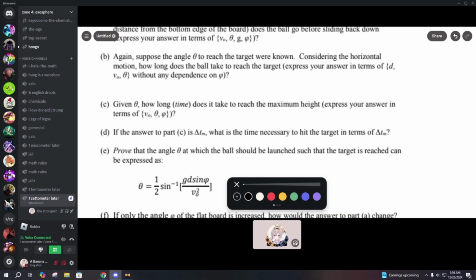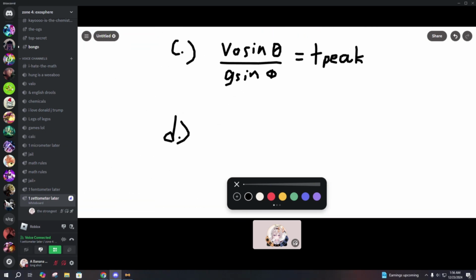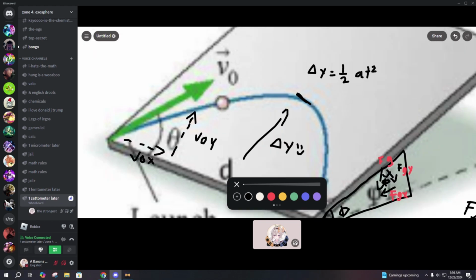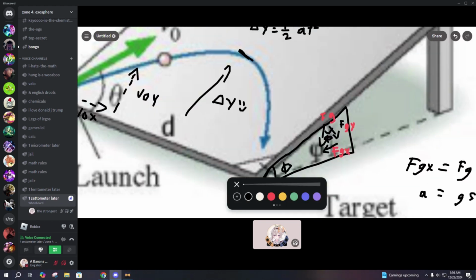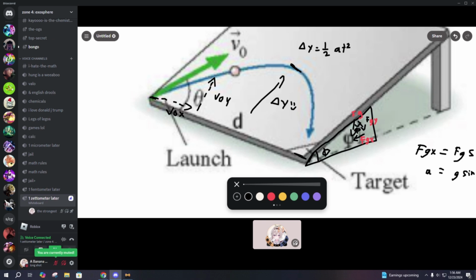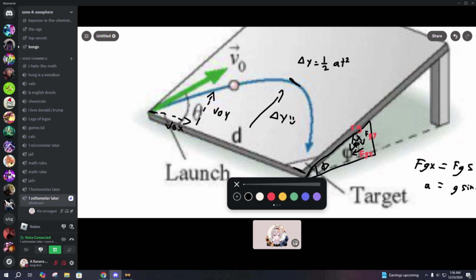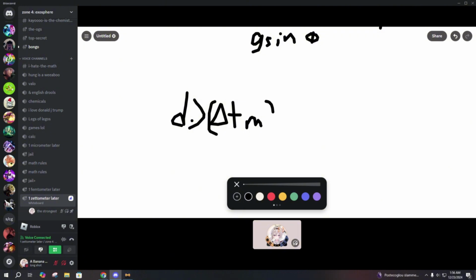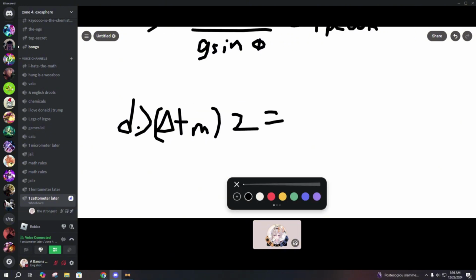The answer to part C is delta T_m. What's the time it takes to reach the target? Well, if I look at the motion, it's going to start and end at the same position, right? And I know this ramp isn't moving up and down or whatever. So the time it takes for me to reach the top is the same as the time it's going to take for me to reach the bottom. So I can really just multiply the time it takes to reach the top by 2, and that gets me T target.